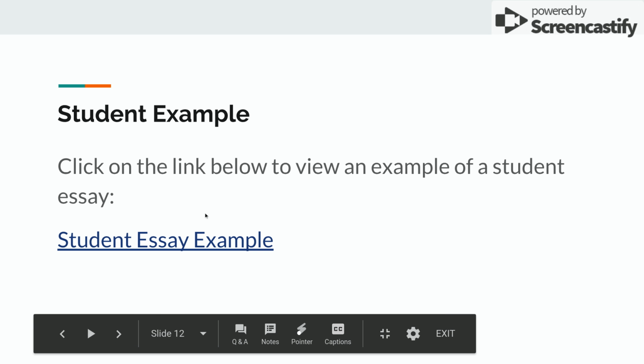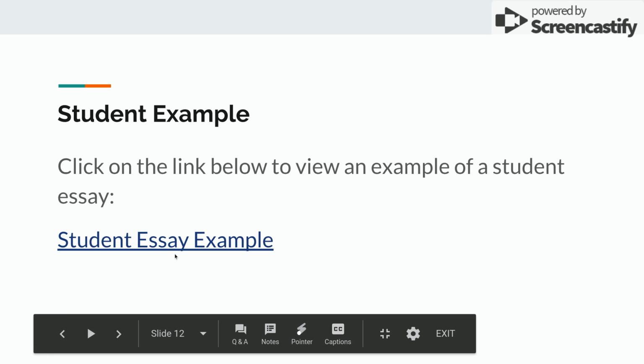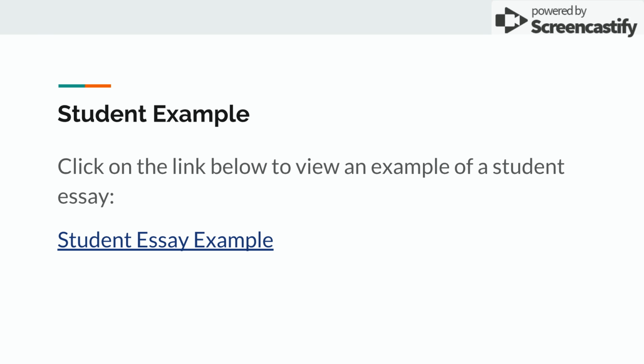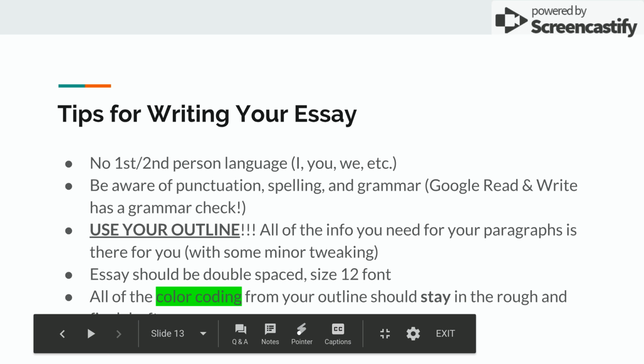I also have linked here a student essay example. If you were to click on here, you would see an essay all put together by a student. I've taken the examples from that essay, most of them, to create this presentation. But if you just want to see what it looks like with a heading, with the works cited, that is right there. If I go to the last slide here, some tips.